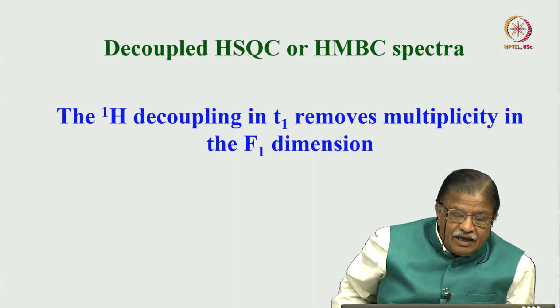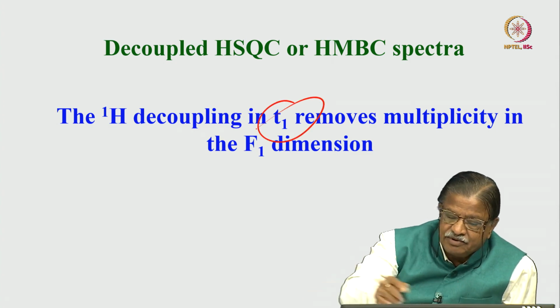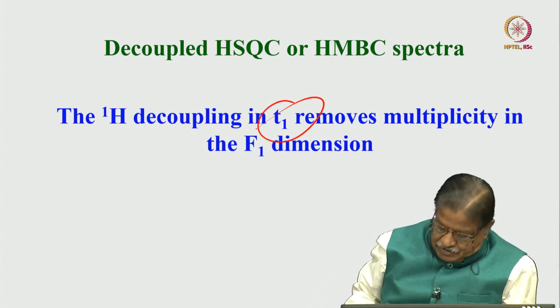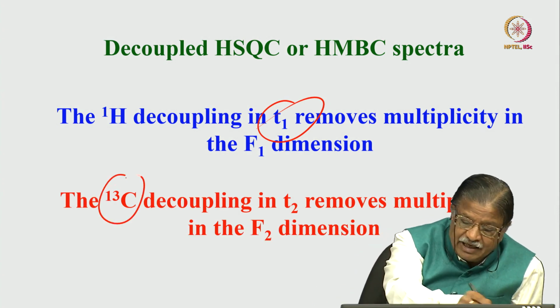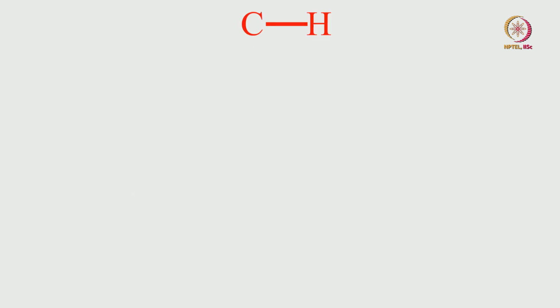I can do 1H decoupling in the t1, which removes multiplicity in the F1 dimension. I can do carbon-13 decoupling in the t2, which again removes multiplicity. Either way, I can do it individually, or I can do both. Or I can do nothing and get the coupling information in both dimensions. Everything is possible. We will understand that experiment by taking a simple CH bond.